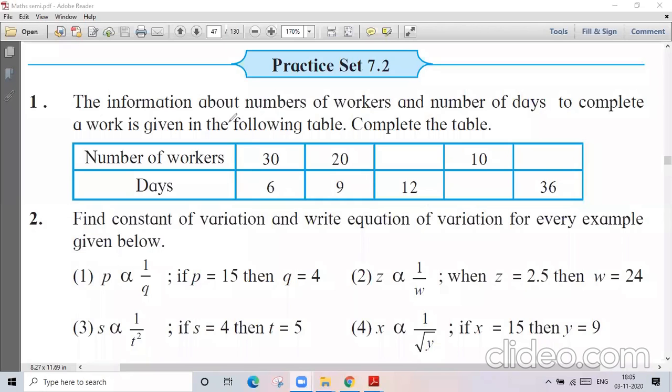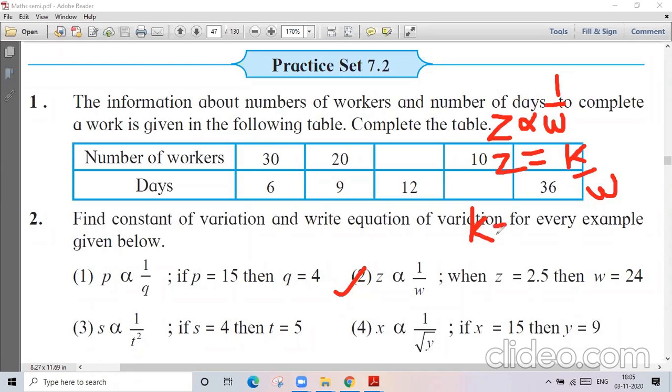Look at the next question, question number 2. Z is inversely proportional to W. Therefore, let me write here: Z is inversely proportional to W, that means Z is proportional to 1/W. Therefore, Z is equal to K upon W, right? Therefore, K is equal to Z into W. Now Z you have is 2.5, W is 24. So multiply 2.5 and 24, you'll get the value of K, right?